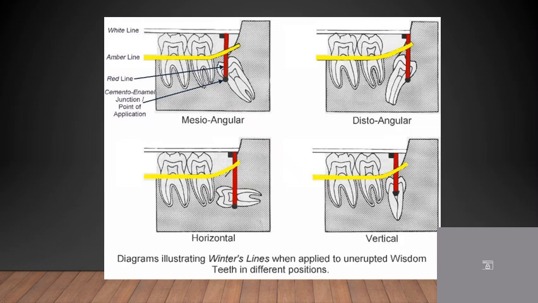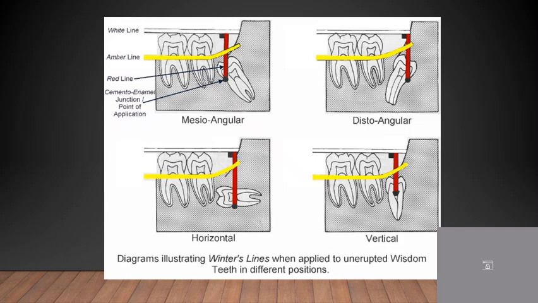So as you can see, the entire set of war lines has been demonstrated, and the point of elevation can be appreciated in different ways. For mesioangular impaction, the point of elevation is in the anterior region, that is the mesial surface of the mesial CEJ, in between the junction of the impacted tooth, whereas for distoangular tooth, the point of elevation is at the distal CEJ of the impacted tooth. For a horizontal tooth, the point of elevation is again the mesial CEJ, whereas for a vertical tooth, it is the central region, the CEJ or the central part of the impacted tooth.